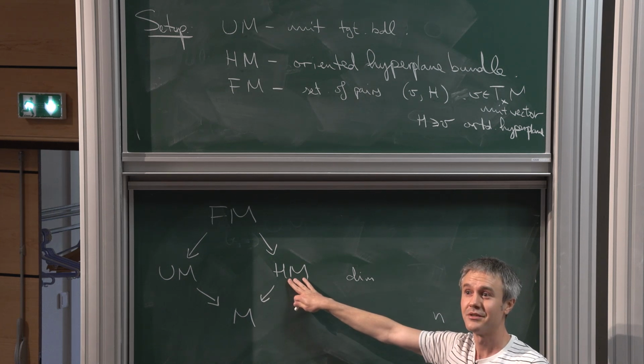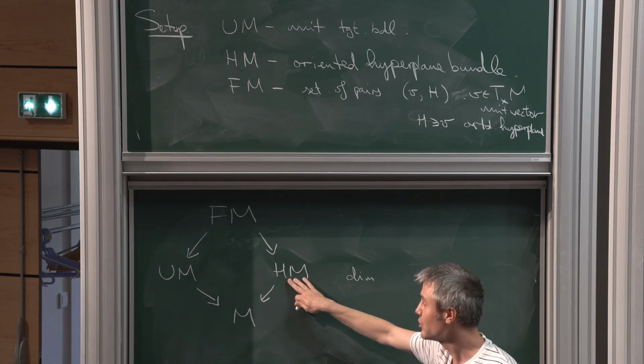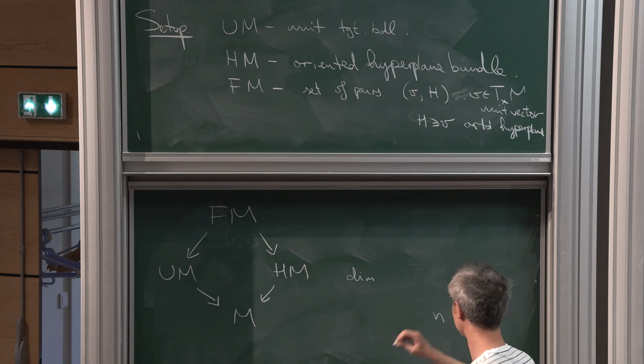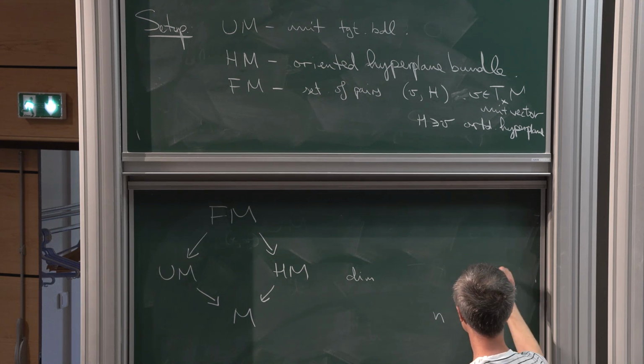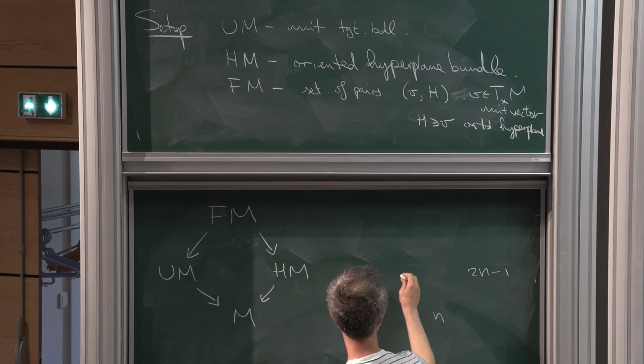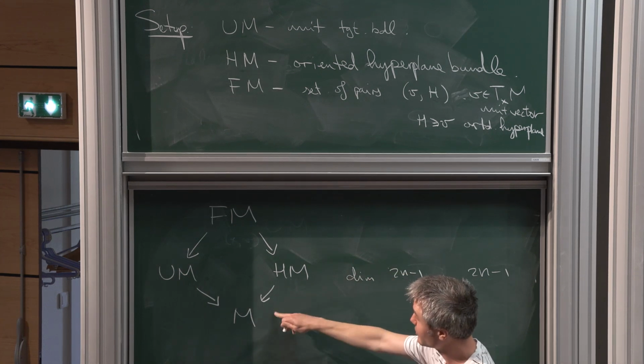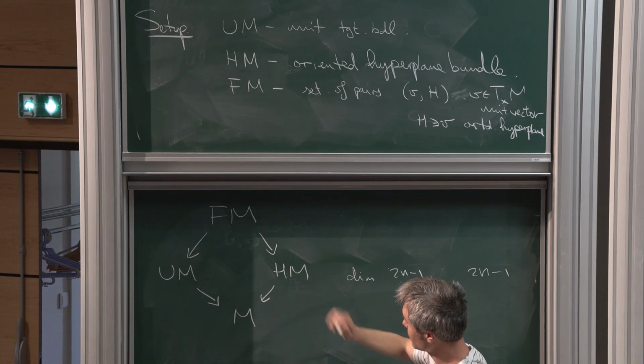2n minus 1, because the fiber is an n minus 1 dimensional sphere. So each of these spaces in the middle has dimension 2n minus 1. And the fiber here is a sphere of dimension n minus 1.